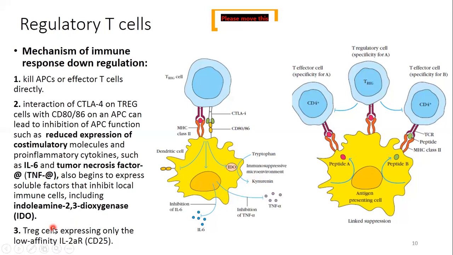The third mechanism is that T regulatory cells express a high level of the interleukin-2 receptor alpha, CD25. It's just like a sponge. It can absorb the cytokines around it. So it will cause the reduction of the cytokines in the environment and produce an immunosuppressive environment.